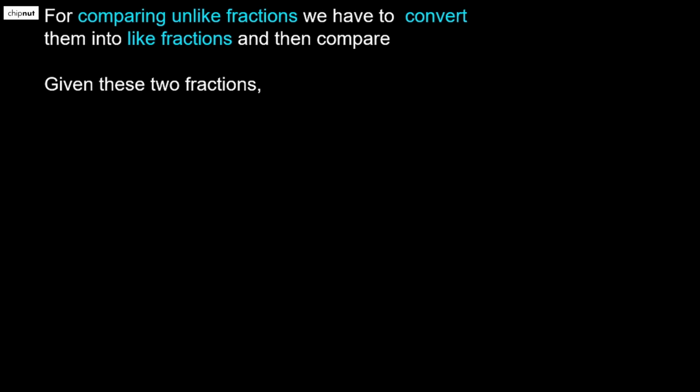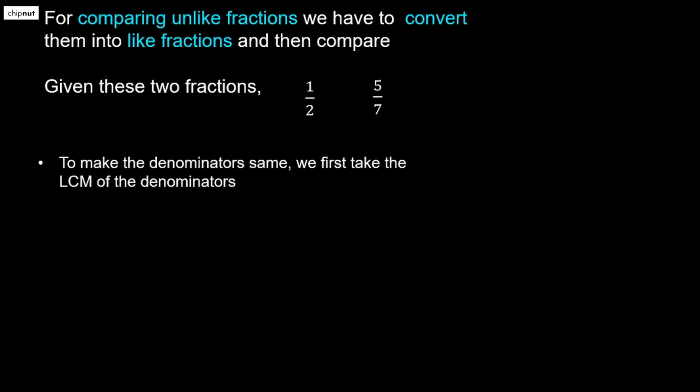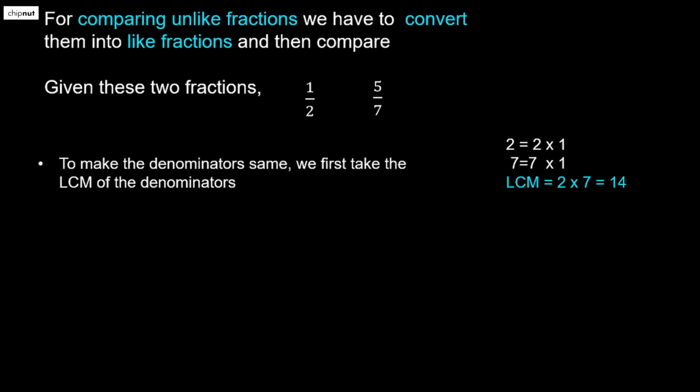For comparing unlike fractions, we have to convert them into like fractions and then compare. We cannot compare unlike fractions directly. Suppose we are given these two fractions, 1 by 2 and 5 by 7. To make the denominators same, we first have to take the LCM of these two denominators. That means we have to take the LCM of 2 and 7.